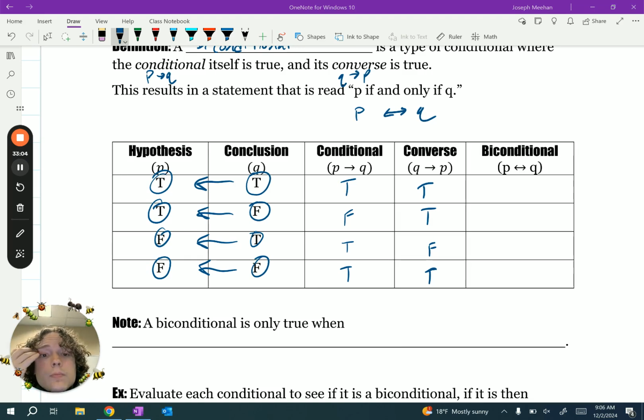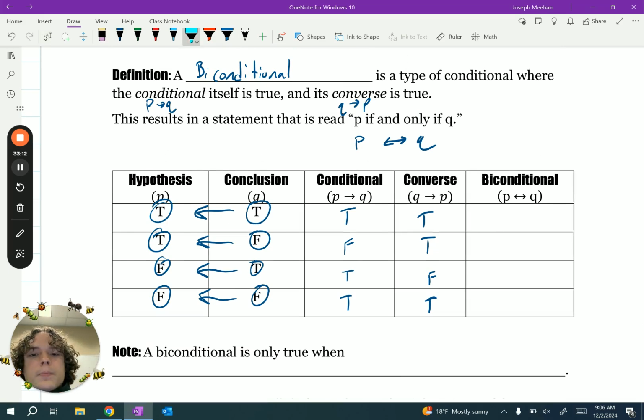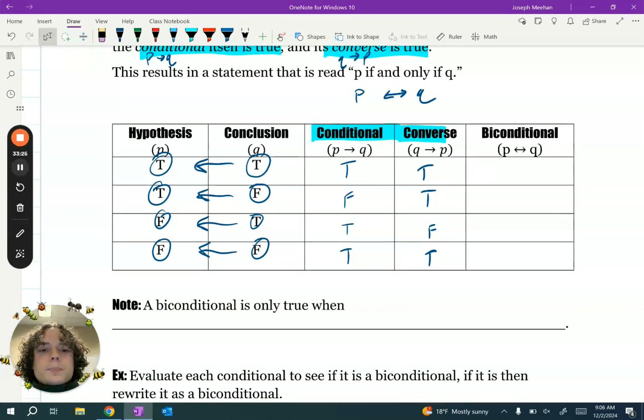All right, so the last one is the biconditional, which is P if and only if Q. So let's take a look at the first line. It says the conditional is true and the converse is true. Remember, I'm just looking at these two when I'm deciding what to put as the biconditional, because the biconditional is a type of conditional where the conditional itself is true and the converse is true, okay? So, in the first line, is the conditional true? Yes. Is the converse true? Yes. So the biconditional is true. In the second line, it says the conditional is false and the converse is true.